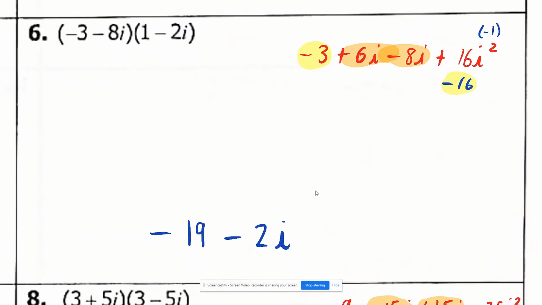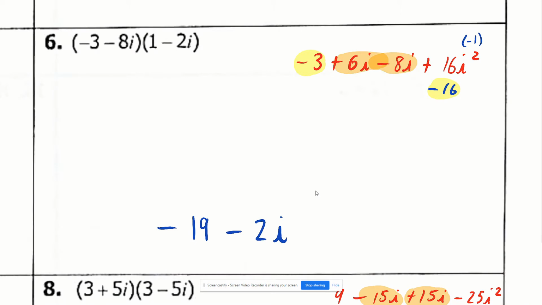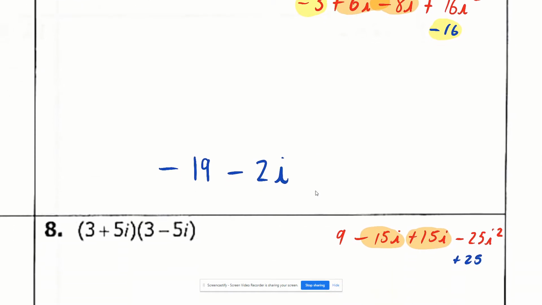Number 6, I did all of my distributive property. When I distributed, you can see what it got me, negative 3 plus 6i minus 8i plus 16i squared. Again, i squared equals negative 1. Distribute that to the 16, you got negative 16. And now you're allowed, as you can see by the highlighted areas, to take negative 3 and subtract 16. Negative 19 is my real part. And then, of course, 6i minus 8i gives me negative 2i.